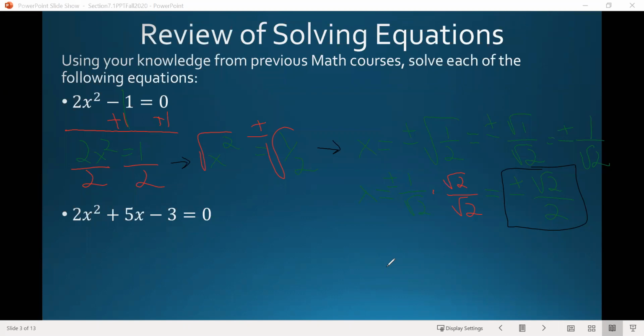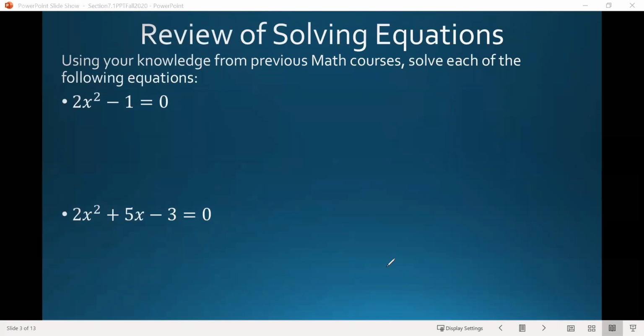All right, and then the final one, I'm going to go ahead and clear out the previous stuff in case I need extra room. So here we have 2x squared plus 5x minus 3 equals 0. This looks very similar to the second one on the previous slide, except now we have this 2 as the coefficient of the x squared term. So we can't just factor it the way we factored the previous one. So what are we going to do instead?